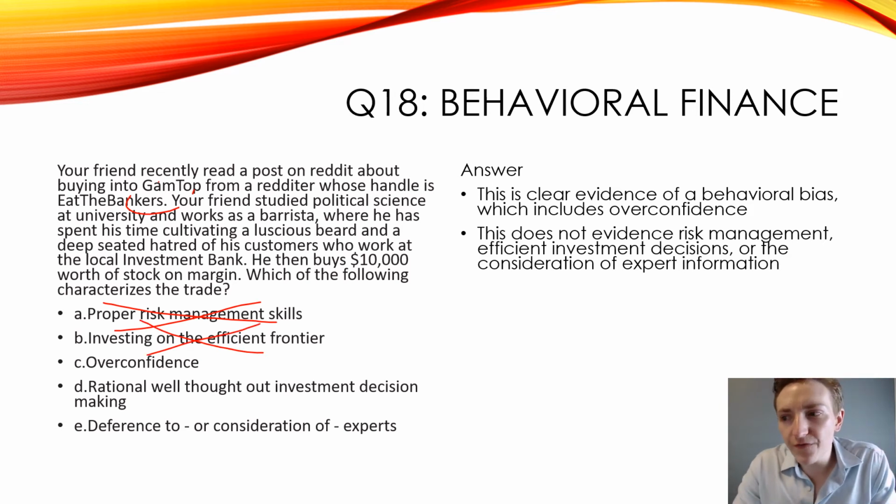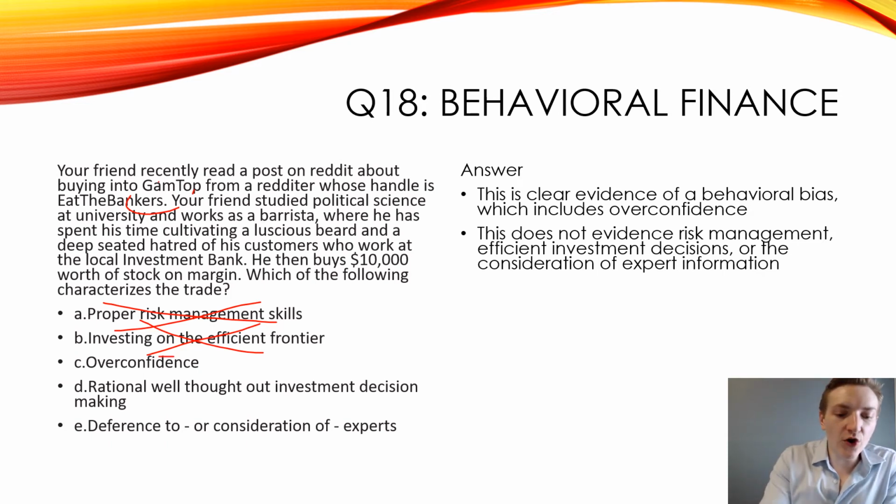The next one is investing on the efficient frontier. Well, by virtue of the fact that he has bought a stock that is potentially not even well-founded, that would not necessarily be investment on an efficient frontier. So in this particular case, he would not appear to be investing on the efficient frontier. He appears to be investing because he has heard about it on Reddit rather than anything else.